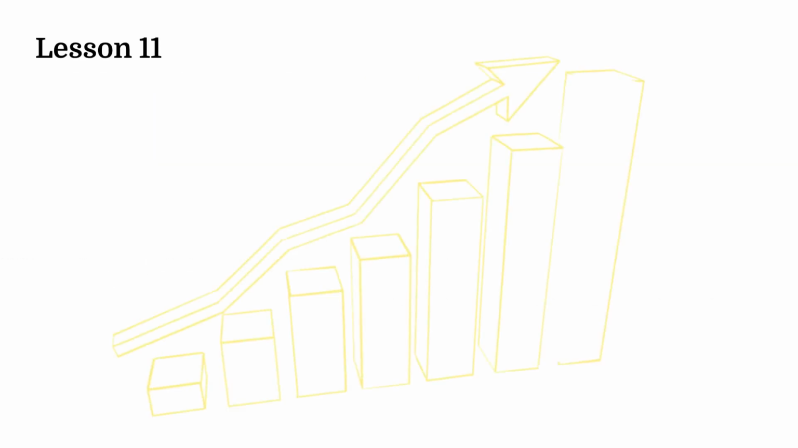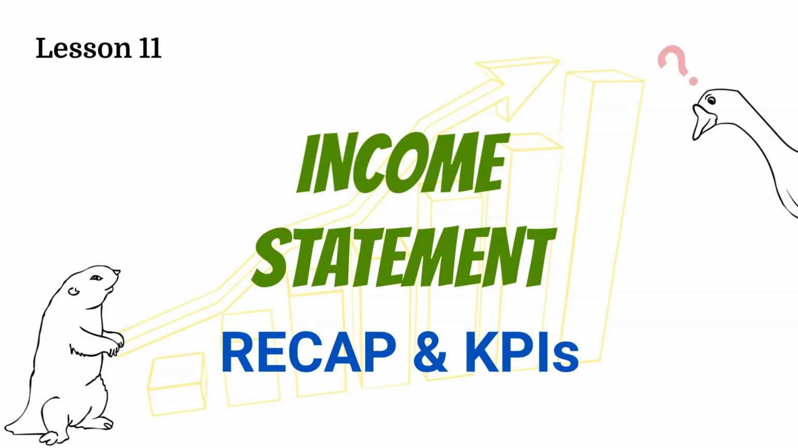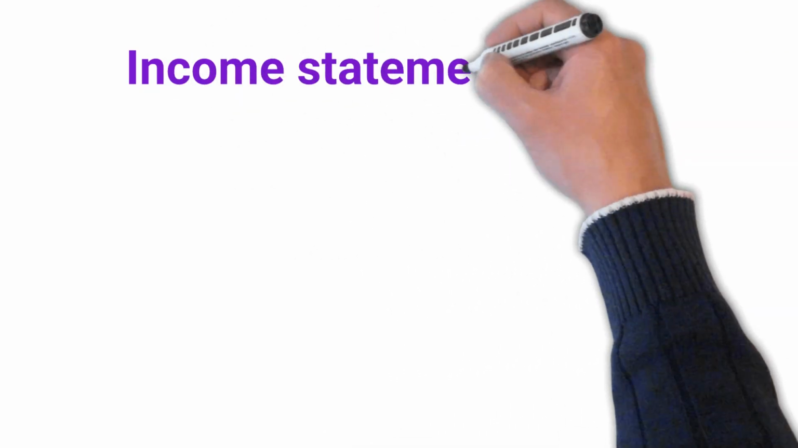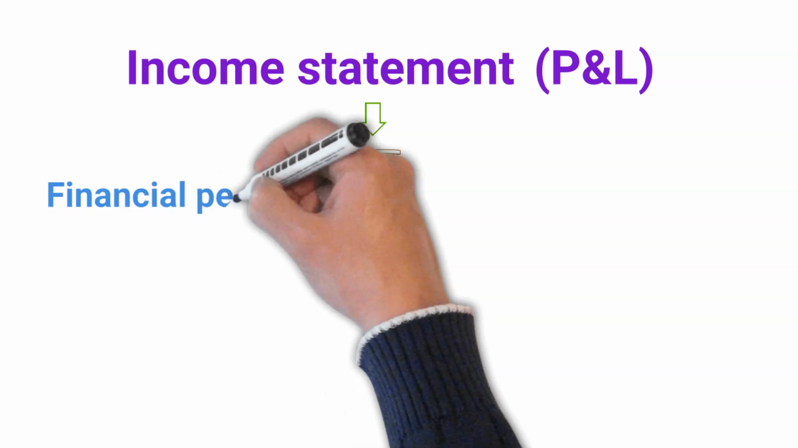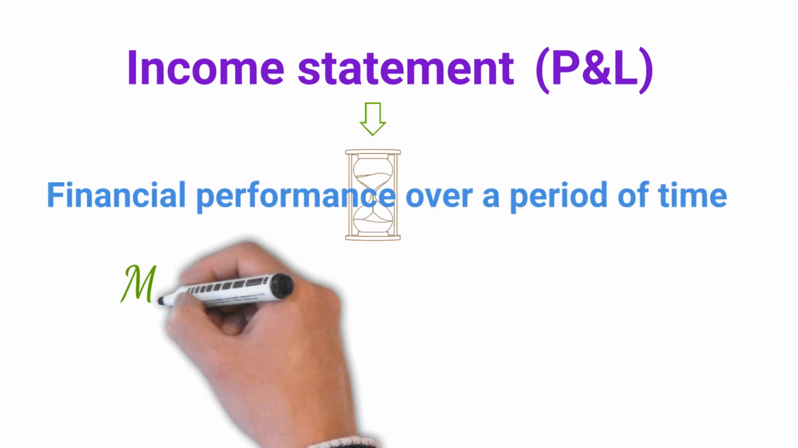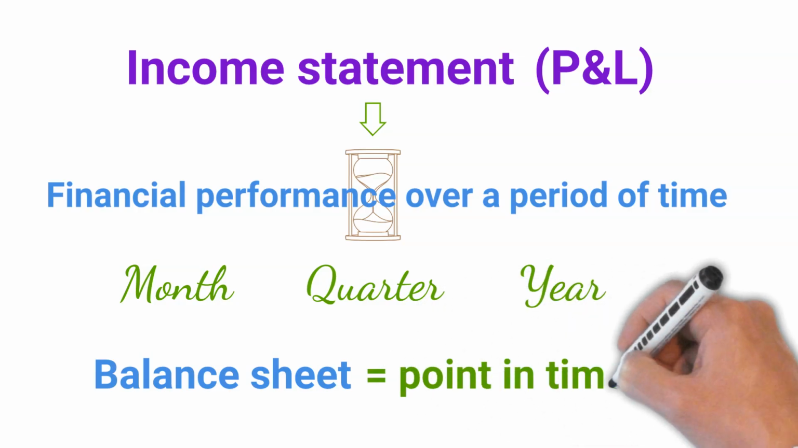Today we are going to recap what we've learned about income statement and get a brief overview of a few key financial indicators on its basis. What does income statement or P&L tell us? It provides us with an overview of the financial performance over time. That could be a month, a quarter, a year. Unlike the balance sheet, which gives us a view on a financial position at a given point in time.